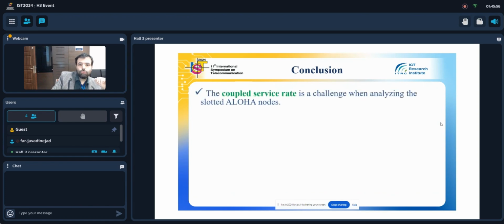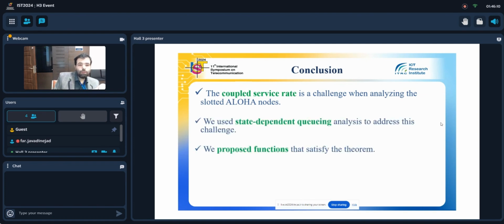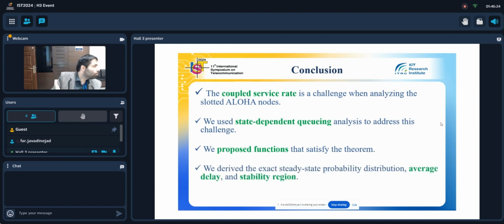Okay, so to put in a recap, we introduced the coupled service rate challenge in slotted ALOHA systems, and we claim that to find the exact delay, we need to address this challenge. We used the state-dependent service rate framework, and we contributed to the system by proposing some functions that satisfy a theorem. Using that theorem, we derived the steady state probability, and also some KPIs like average delay and stability region. And our numerical results confirmed that our analysis was accurate. Thank you for your attention.